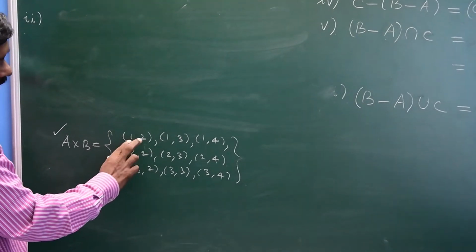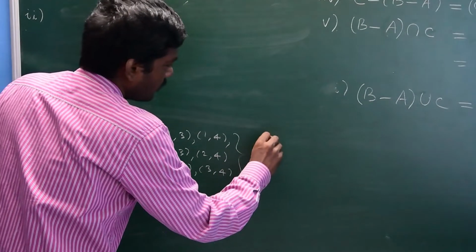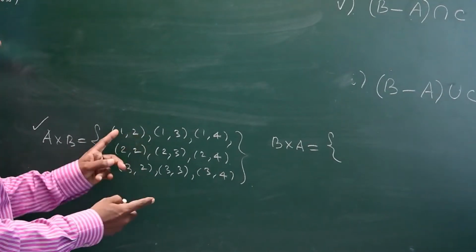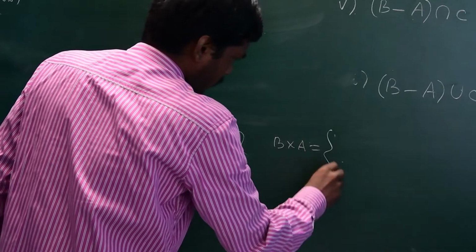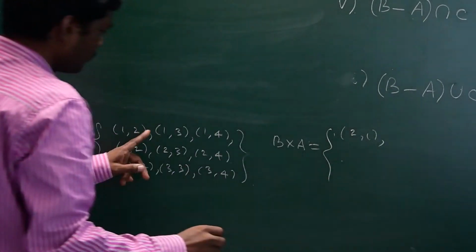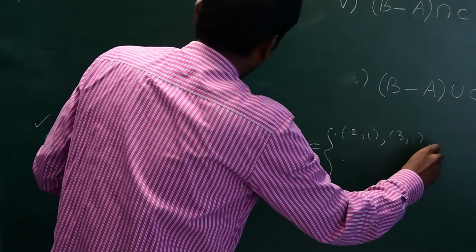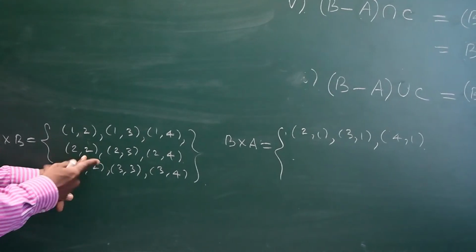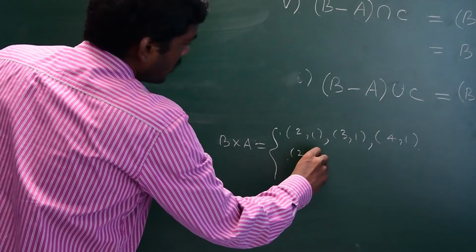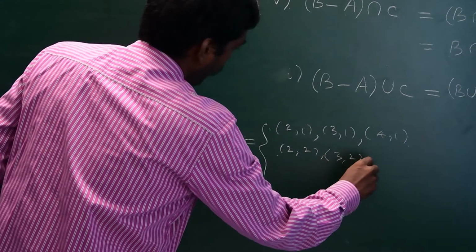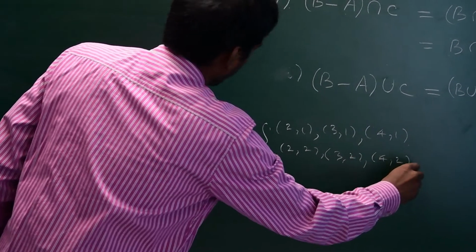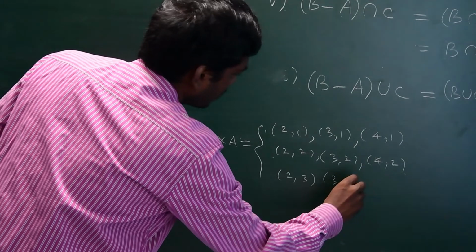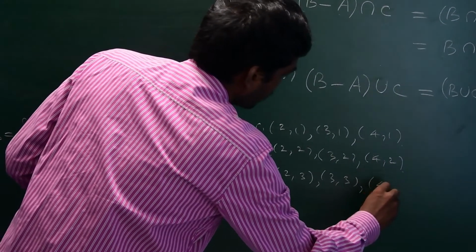பாருங்க B cross A போடும்போது என்ன பண்ணுங்க, இத அப்படியே மாத்தி போடுங்க. So what is B cross A? B element first. So you flip the elements, (1,2) and (2,1) ன்னு மாத்தி எழுது. So now உங்களுக்கு what do we have? (2,1), (3,1) and (4,1). இங்க என்ன வரும்? இத flip பண்ணலாம். (2,2), (3,2), (4,2). And then (2,3), (3,3), followed by (4,3).